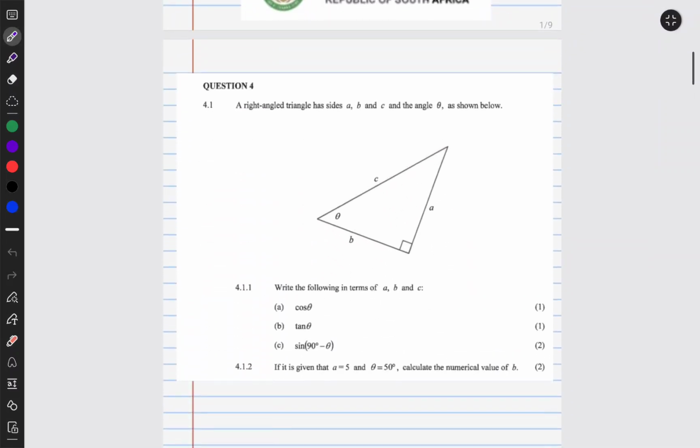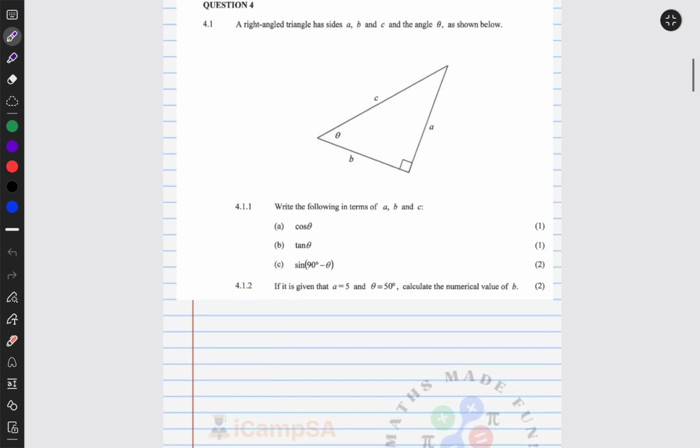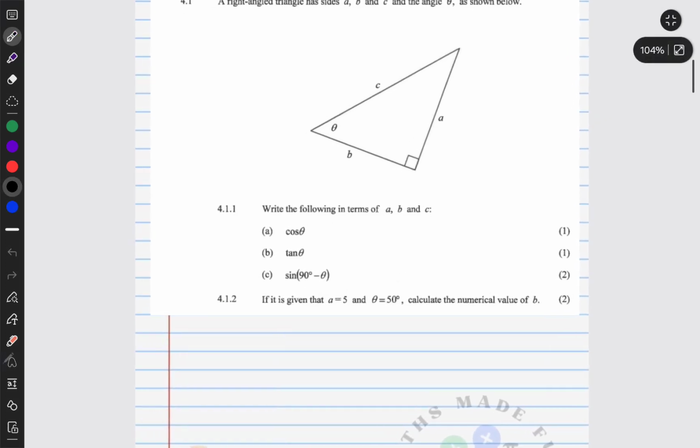Let's get into it. Okay, so for question 4.1, a right angle triangle has sides A, B and C and their angle theta as shown below. Write the following in terms of A, B and C. So we have to write the trigonometric ratios in terms of the sides. This one I think is pretty straightforward.